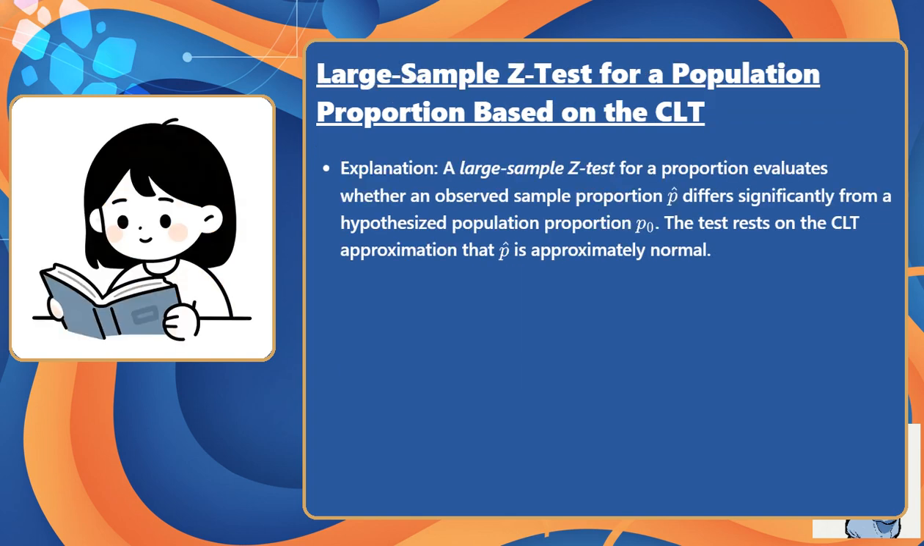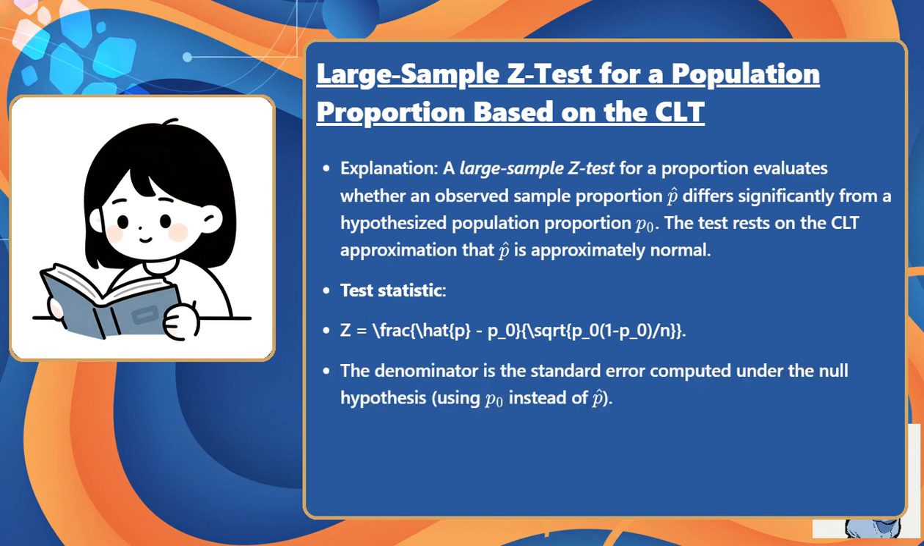A large sample z-test for a proportion evaluates whether an observed sample proportion p hat differs significantly from a hypothesized population proportion p0. The test rests on the central limit theorem approximation that p hat is approximately normal. Test statistic: z equals p hat minus p0 divided by the square root of p0 times (1 minus p0) over n. The denominator is the standard error computed under the null hypothesis using p0 instead of p hat.